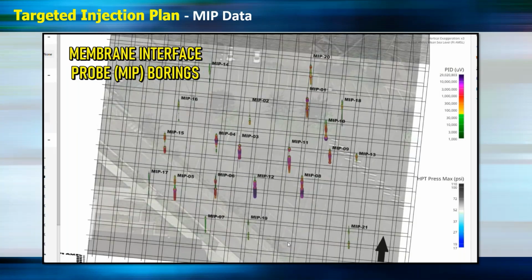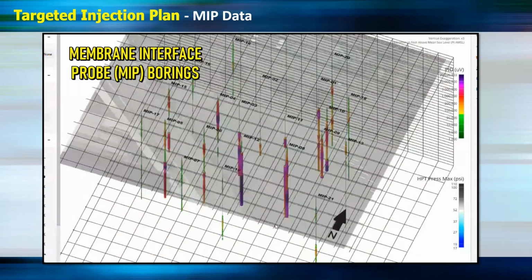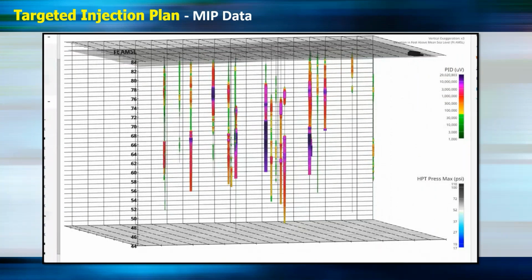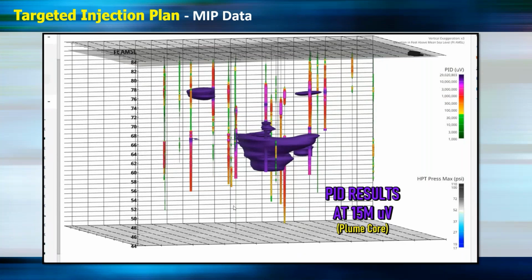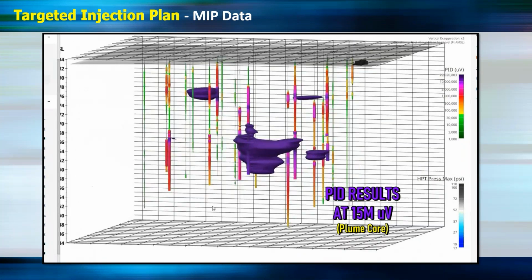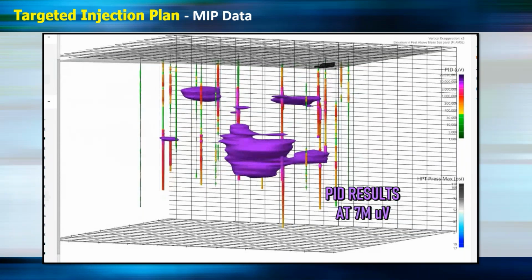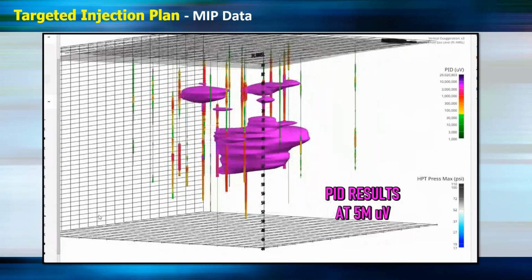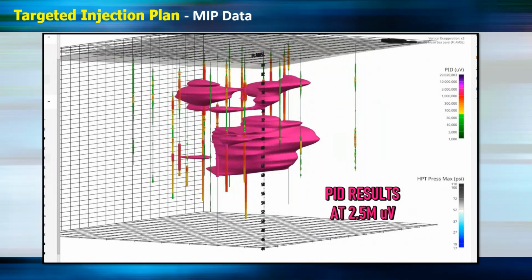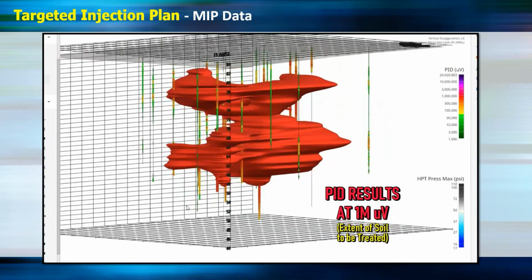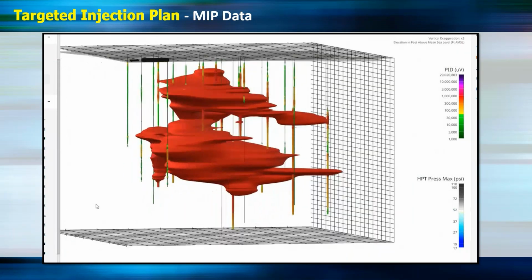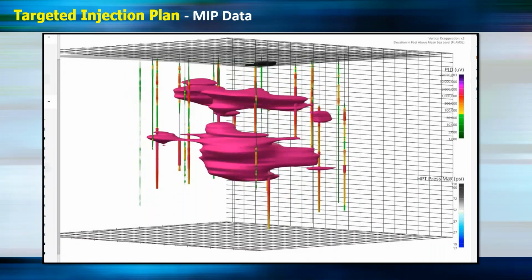We'll rotate this and show this in 3D. If you were at the last Regenesis presentation several months ago, this animation was shown, but I'm going to go a little bit more into depth during this presentation. First, we show where we have our highest PID results from the membrane interface probe, showing the source area. Then we'll lower it down to 5 million microvolts, which is what the tool measures in, so voltage, down to 2.5, and then down to 1 million, which is the extent of soil that is going to be treated. Using the 3D visualization, it really illuminates where the impacts are located.